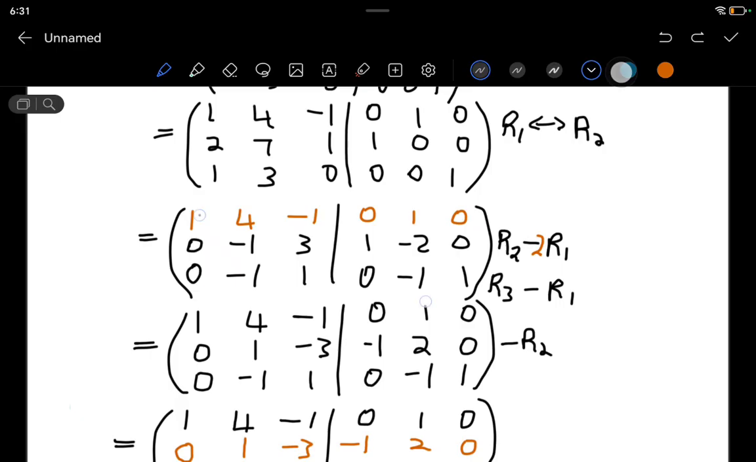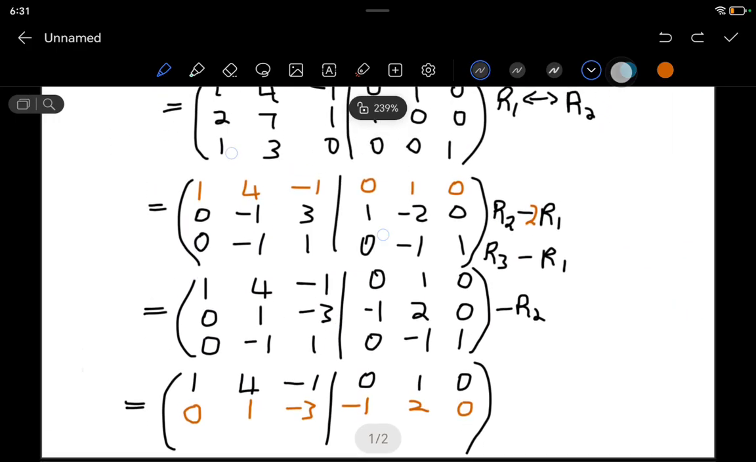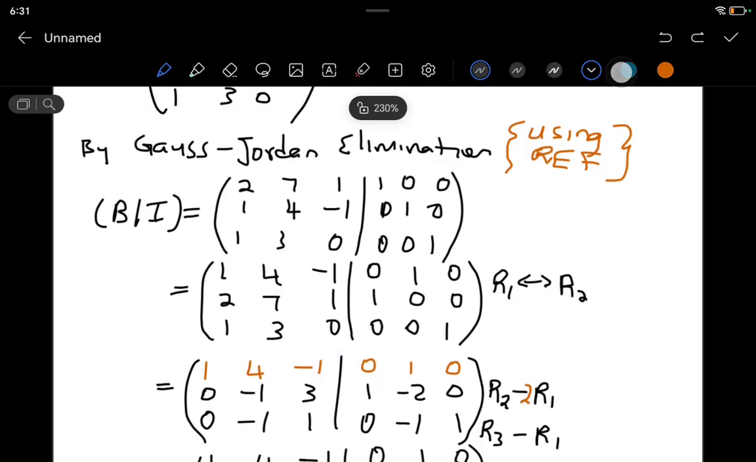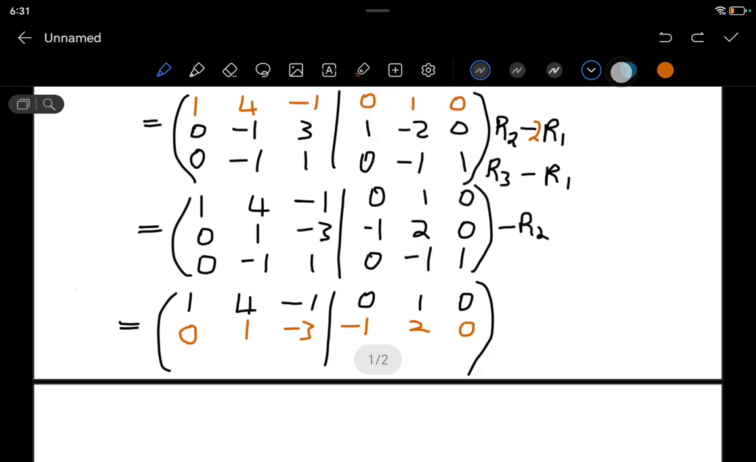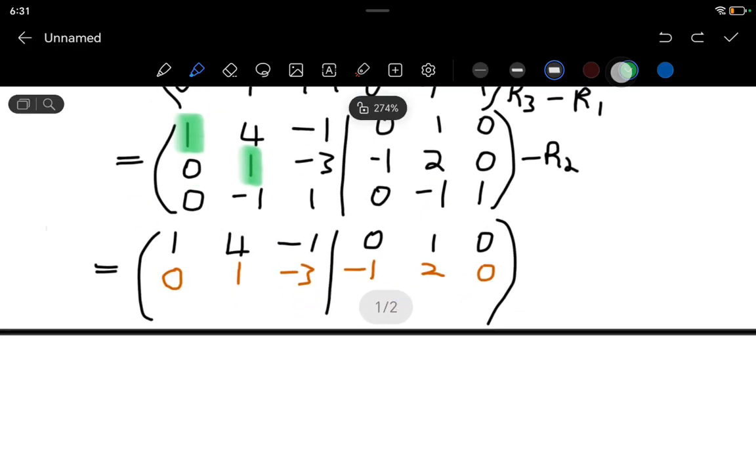So now what we can do here, let's do this using REF. Let's go back to what we're doing here. Since we have a leading 1 here and we have a leading 1 here, let me just highlight them. Then we see what we can do with them. We know that anything below that leading 1 should be a 0. This one is not yet the leading 1, right? It will only become a leading 1 if these are zeros. So we want to change this one to a 0.